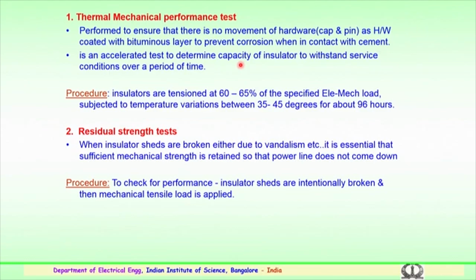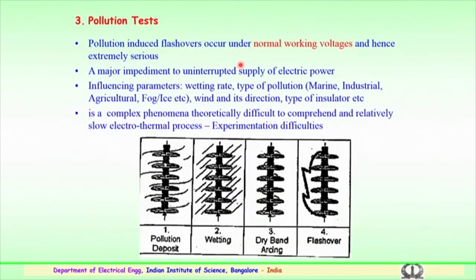So, to check the residual strength, the insulator sheds are intentionally broken and a mechanical tensile load is applied. Whatever load comes from the conductors, from the hardware, and also the load applied to the broken insulators, it should be able to withstand. So, in case the insulator sheds are physically broken due to vandalism, it should be able to withstand for a period of time.